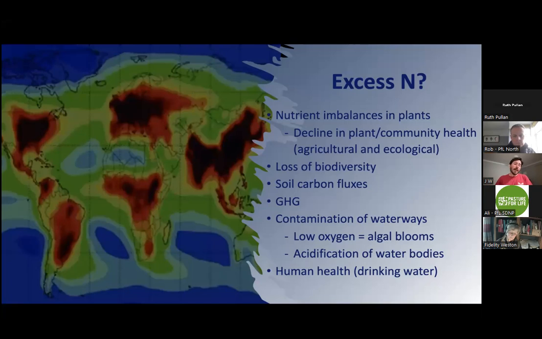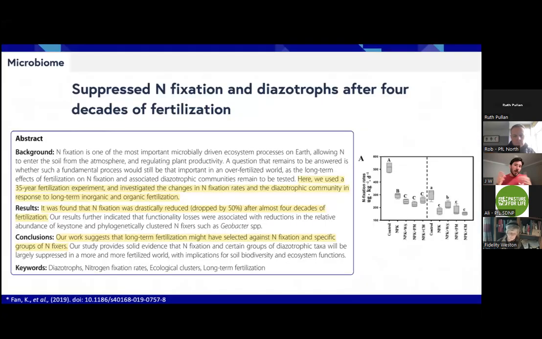You're all aware that when we apply nitrogen to legumes, it will actually suppress the nitrogen fixation potential of the rhizobium with those legumes. The legumes won't facilitate or support those rhizobium. And the same is true when we widen that lens to look at other nitrogen fixing bacteria.